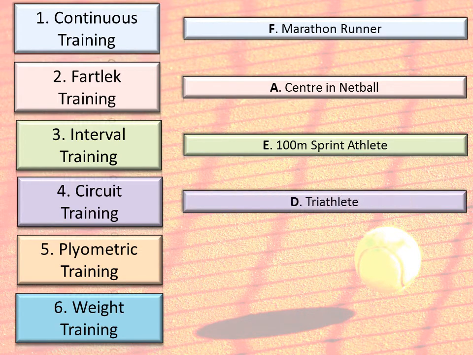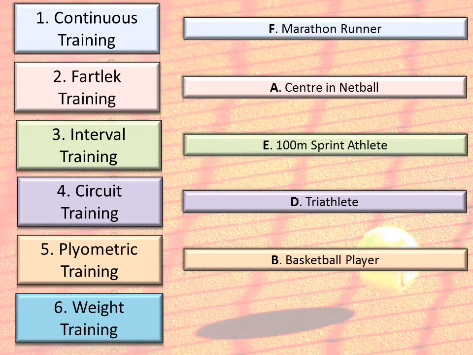Circuit training would be a triathlete. The reason the triathlete would work well for circuit training is because each station could be specific to a component of the triathlon. So there could be some running exercises in there, there could be some cycling exercises in there, and there could be some swimming exercises in there.